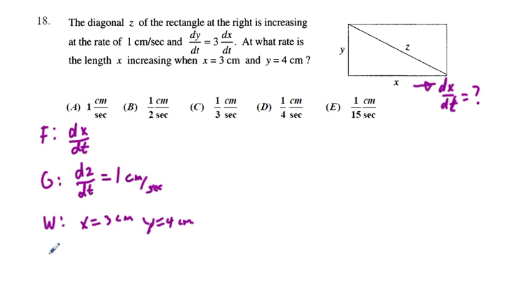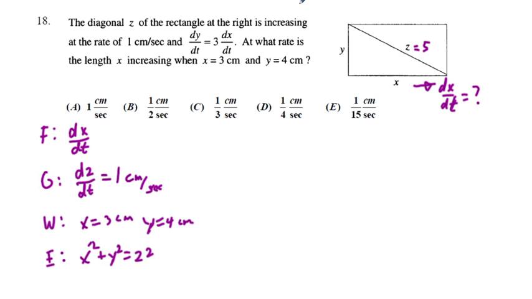And then our equation is going to be the Pythagorean theorem: x squared plus y squared equals z squared. And as far as z goes, if we have x equal to 3 and y equal to 4, z is going to have to be equal to what at the same time? 5. So a 3, 4, 5 right triangle is what we have here.